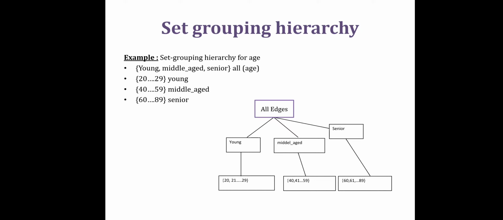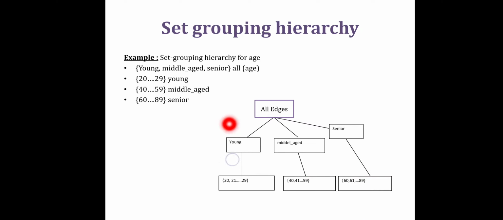Here we can see that all ages are divided as young, middle aged and senior. The young group is 20 to 29, middle age is in between 40 to 59, and senior is in between 60 to 89.